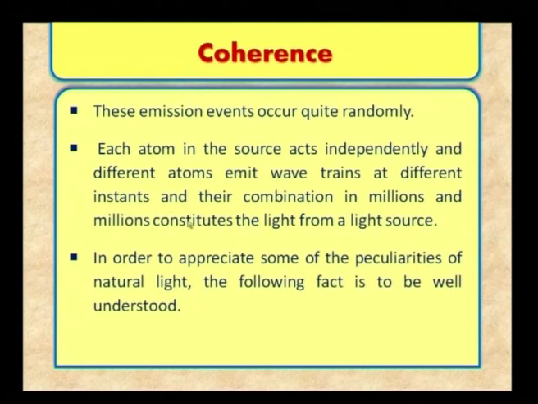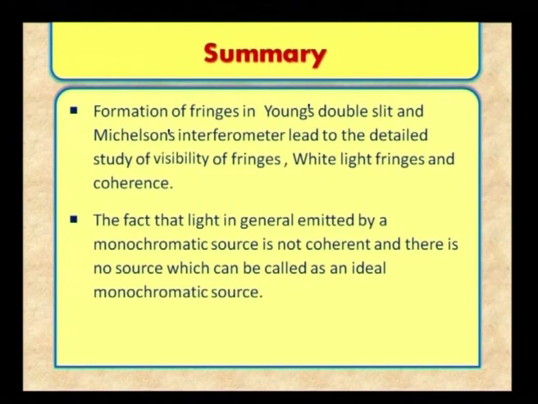In order to appreciate some of the peculiarities of natural light, the following fact is to be well understood. We will now try to summarize what we saw in today's lecture. The summary goes as follows. Formation of fringes in Young's double slit and the Michelson interferometer led to the detailed study of visibility of fringes, white light fringes, and coherence. The fact that light in general emitted by a monochromatic source is not coherent, and there is no source which can be called an ideal monochromatic source.